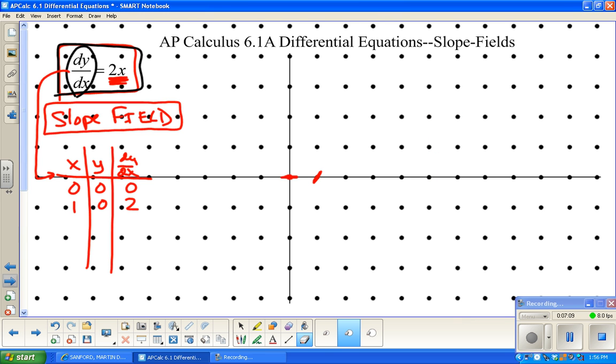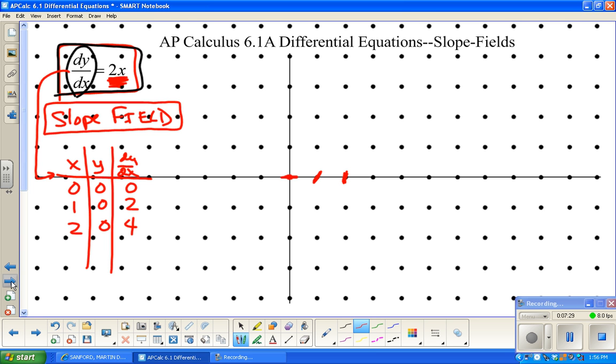Okay, so let's do 2, 0. So that's this point. Again, it's 2 times x, so 2 times 2 is 4. So it needs to be steeper than the last one. Now, again, I'm not getting out a ruler. I just know it needs to be steeper.